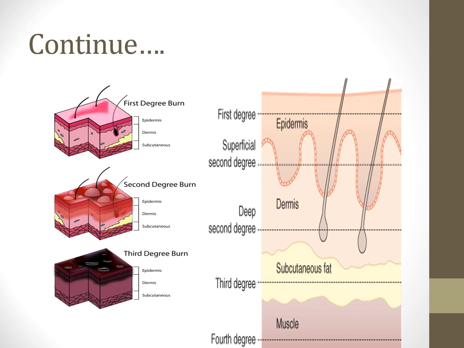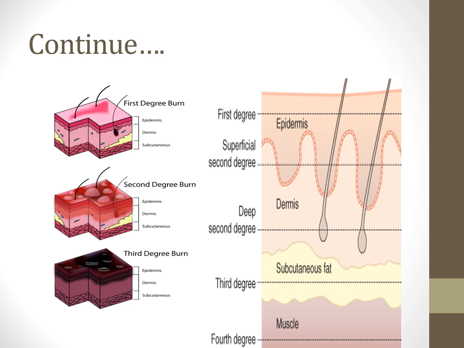You can see in the picture: first degree burn, second degree burn, and third degree burn. First of all, look at the layers of the skin: epidermis, dermis, and subcutaneous. We may call it a first degree burn if it is only affecting the epidermis layer or only touching the dermis but not damaging the dermis. We may call it a first degree burn or superficial second degree.